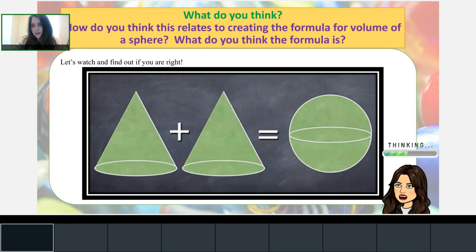All right, so if you look here, what do you think? How do you think this relates to creating the formula of a volume of a sphere? What do you think the formula is? And let's see if you can find out if you're right. Thinking, thinking, thinking.